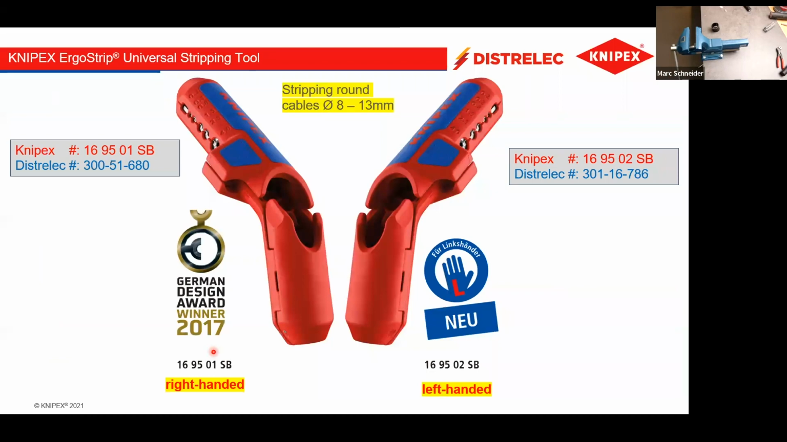So we come from bigger diameters, we go to smaller diameters. This here is the stripping tool. It's called Ergo Strip. It's a universal stripping tool. We have two versions. We have the 351 680, which is the Ergo Strip for right-handed people, and we have the version 301 16 786. This is the tool for left-handed persons, and the stripping capacity goes from diameter 8 to 13 millimeter.